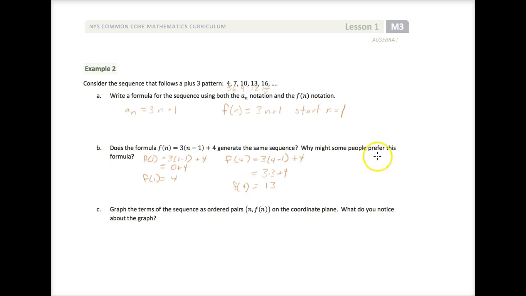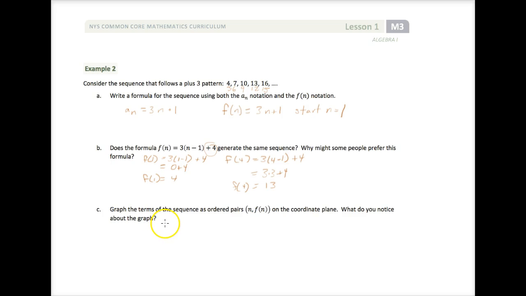Question asks, why might some people prefer this formula? The reason why some people might like this formula is because it lets us start off, we can see the first term right from the beginning. We're saying, well, on the first term, we really haven't added 3 yet, so it lets us start with the term we want to find.